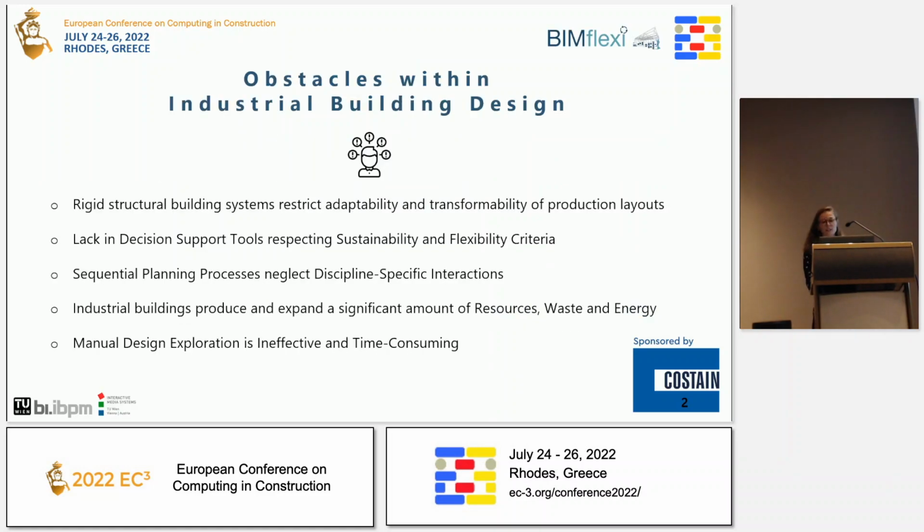So some of our nowadays obstacles within industrial building design are the rigid structural building systems that can hardly adjust to dynamic production processes. We have a lack in tools which help with decision making to consider sustainability and flexibility criteria. And applying the state-of-the-art planning method, disciplines plan sequentially instead of working with interaction and feedback loops in early planning phases. So while industrial buildings are the reason for a significant amount of resources, waste and energy, we still work with manual design exploration, which is ineffective and very time-consuming.